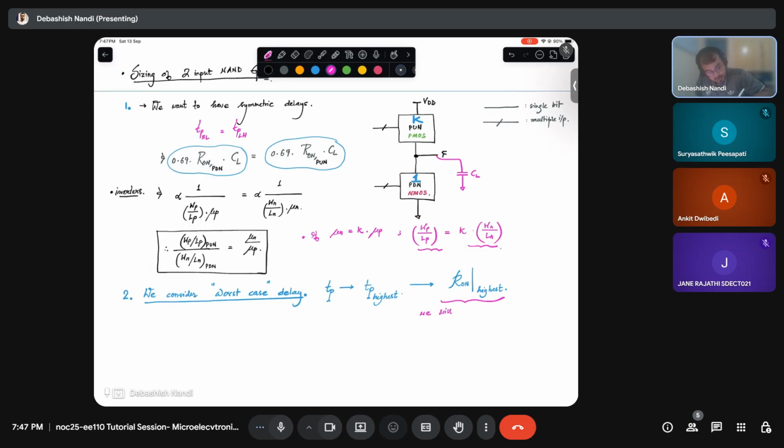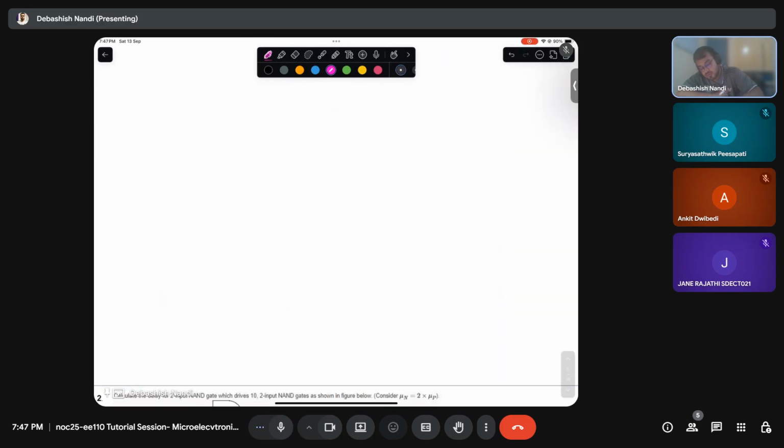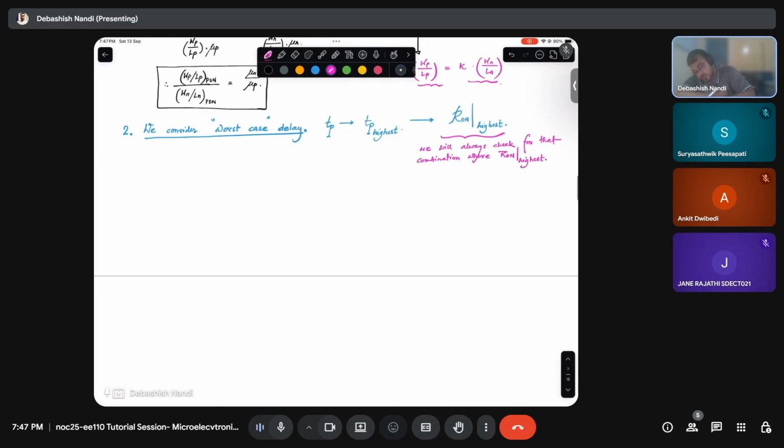We will always check for that combination. I will tell about what I mean by combination. Check for that combination where R-on is maximum or R-on is highest. Fine. Now let us try to get the delay of the 2-input NAND gate.